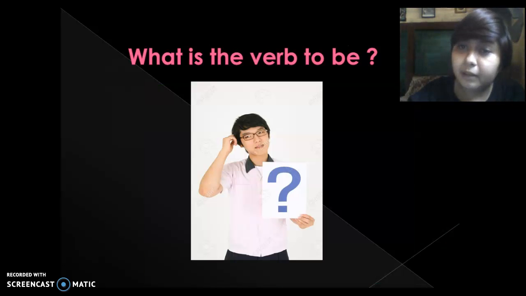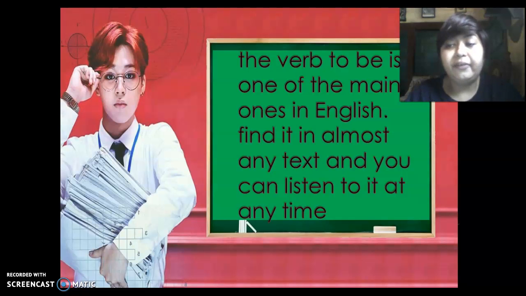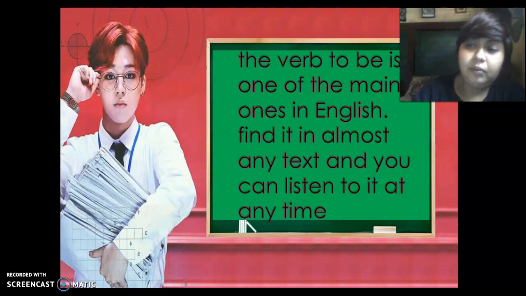What is the verb to be? In any language, the verb to be is one of the main ones. In English you can find it in almost any text, and you can hear it anytime in any of its configurations, which is why it is very important to use it well. The verb to be means to be, or to have, depending on the context.